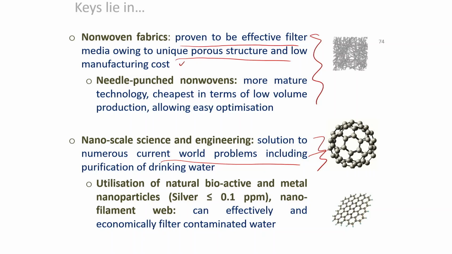Nanoscale science we have used, and also the utilization of nano bioactive and metal nanoparticles like silver, less than 0.1 ppm, and nanofilament web. All this technology we have used can effectively and economically filter contaminated water. Nano bioactive metal nanoparticles we have used, and nanofilament web we can also develop.